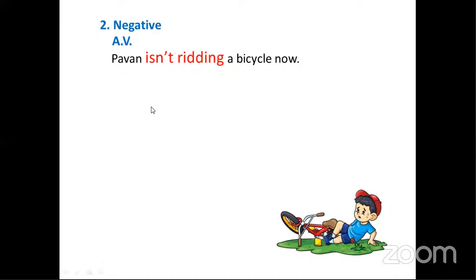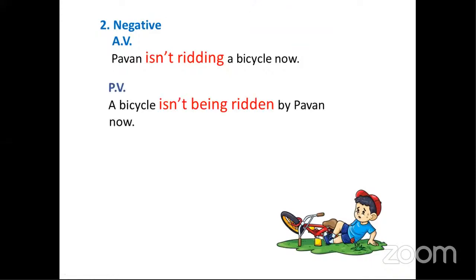You can't change this gerund form. Pavan isn't riding a bicycle now. This is the negative sentence I'm going to convert into a passive. Right, you can see. Now, when you happen to meet this type of negative form in the sentence, you can keep this aside, right? Then Pavan riding a bicycle now, right?